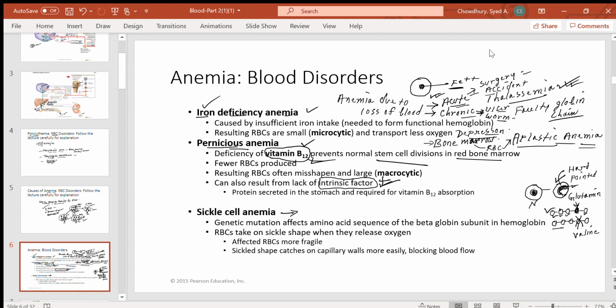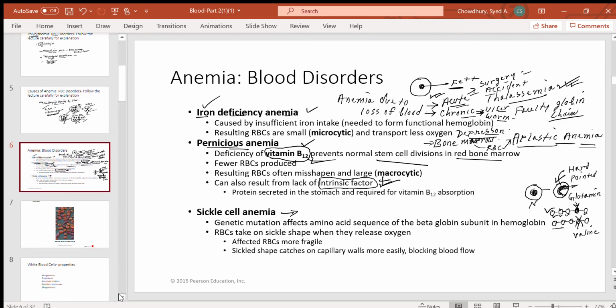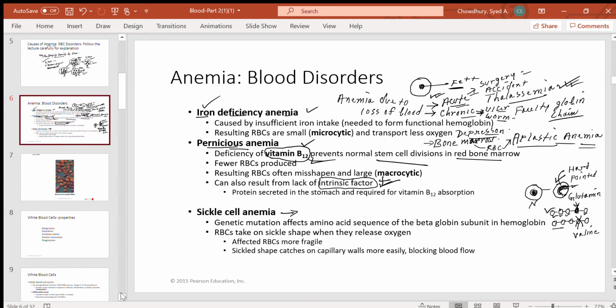So those are the causes and types of anemia. This part is very important, and you have to understand and memorize for your exam. There will be a few questions from here. Okay, causes and types of anemia.